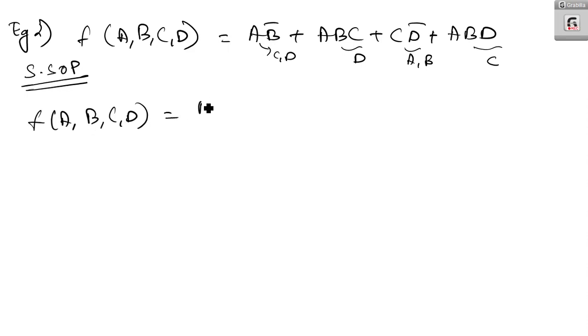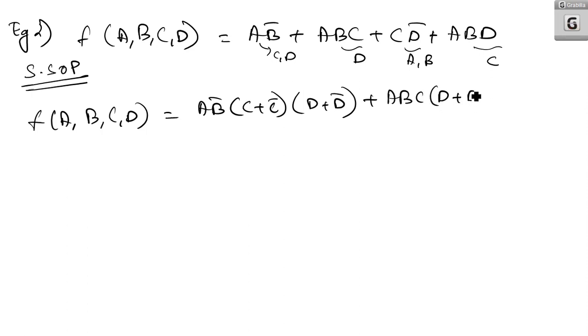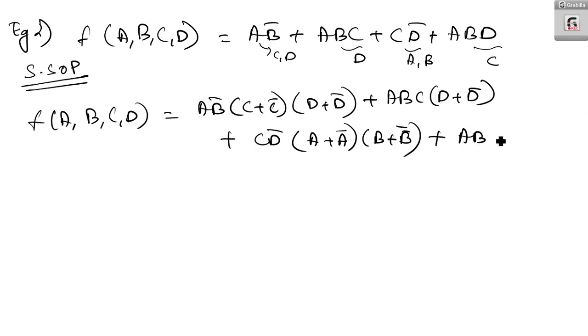So I can write f of a, b, c, d like this: a b bar into c or c bar and d or d bar, or in this term D is absent, so a b c into d or d bar, then or c d bar into a or a bar and b or b bar, or a b d into c or c bar. Now just expand it.